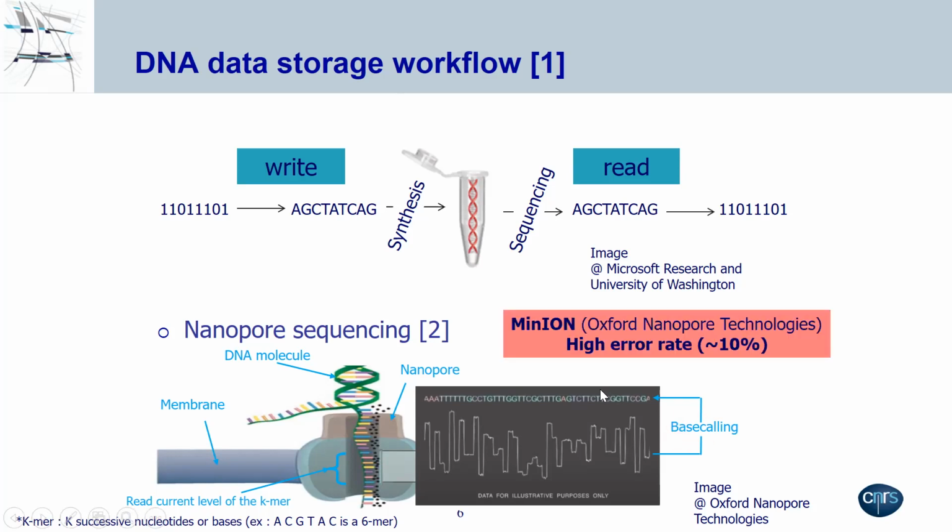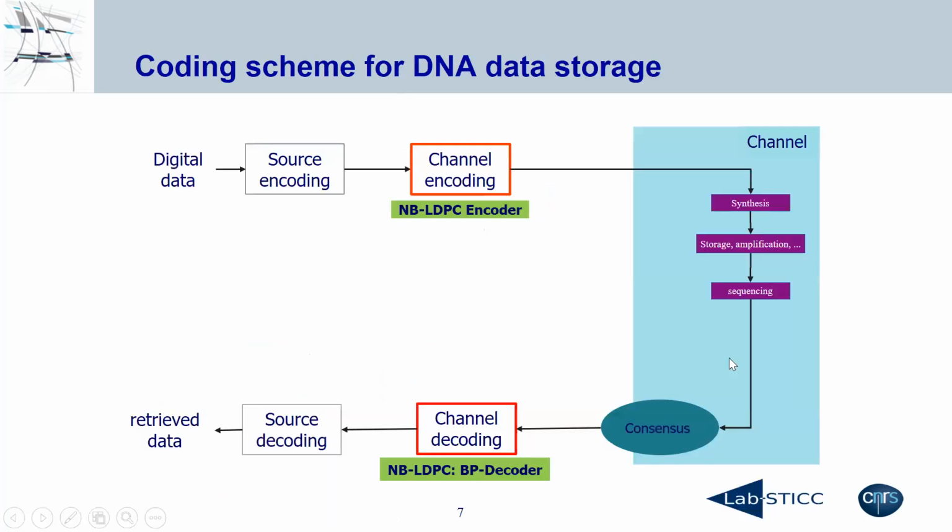To be more specific, in our case, we use the MinION sequencer, which is produced by Oxford Nanopore Technologies. And the sequencer offers some advantages, such as its small size, and it offers longer and rapid reads with a relatively low cost compared to other sequencers. However, it has a higher error rate, which is about 10%. So to correct these errors, some extra steps should be added.